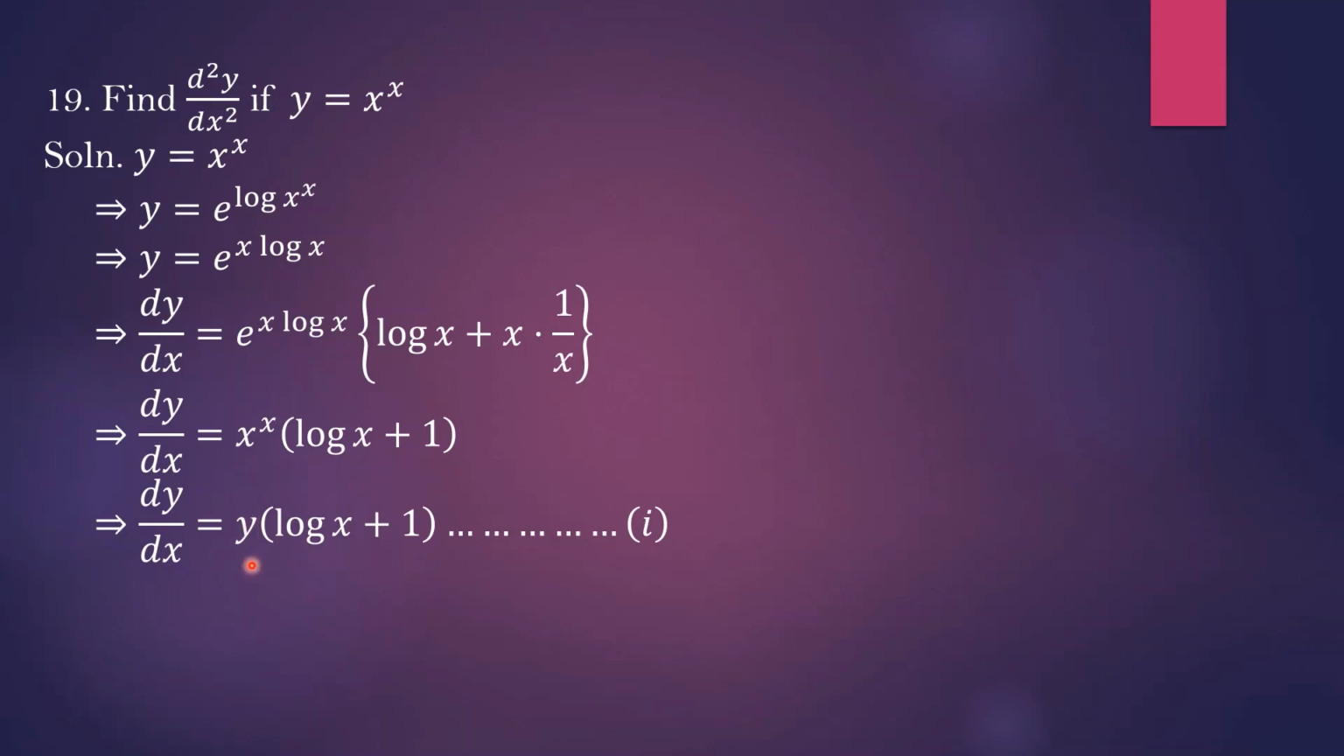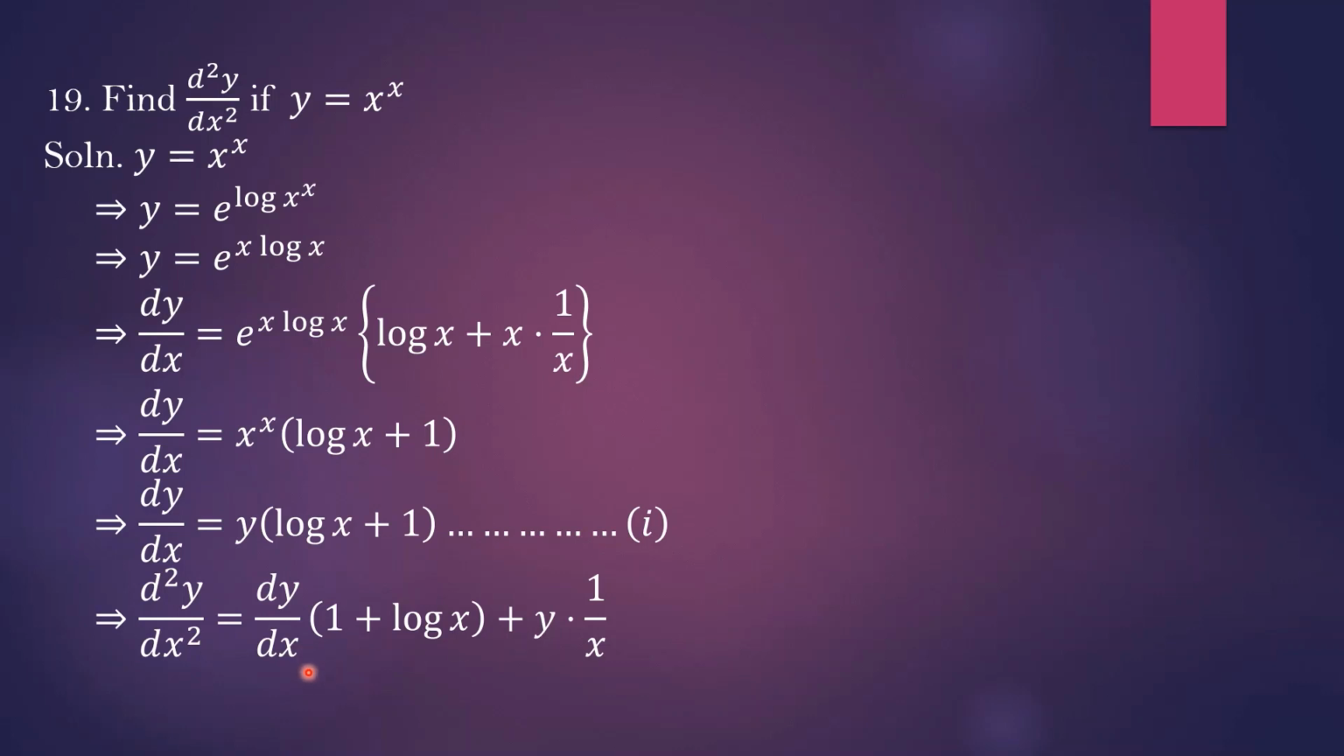For our convenience I write it like this, and I try the second derivative. So the second derivative d2y dx2, here the product function y into this one, so y's derivative is dy dx and log x plus 1 remaining the same, plus y remaining the same, and this part's derivative: log x's derivative is 1 by x, and 1 is a constant number, so we need not write it here, its derivative is 0. So this is our second derivative of the function.